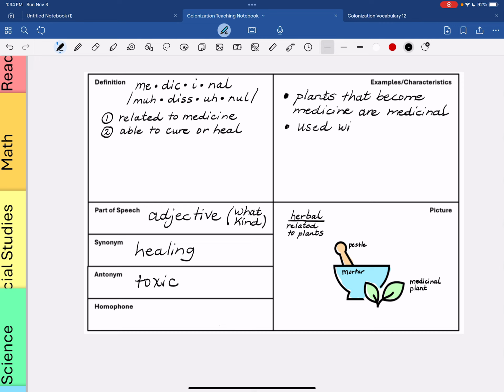You can't just go out into the garden and brew up some tea. You have to know what you're doing. The Native Americans were masters of this process. A lot of our medicines come from Native American recipes. And we're going to look more at medicinal plants in science. But many of these come from Native Americans.